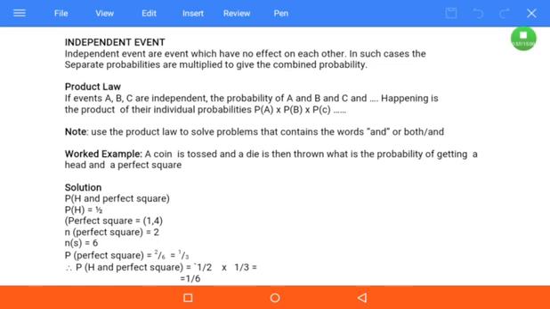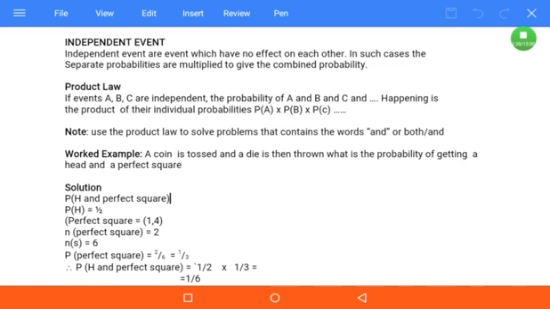Now, what does this product law say? It says that if events A, B, C are independent, the probability of A, B, and C and so on happening is the product of the individual probabilities, that is P of A times P of B times P of C. I believe that's clear. So we multiply the probabilities together to get the combined probability. We don't add in independent events.